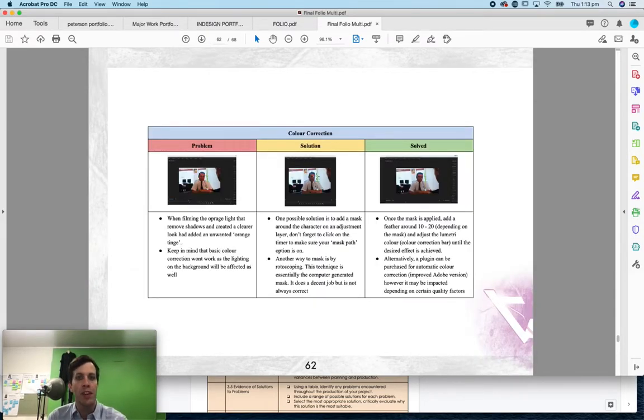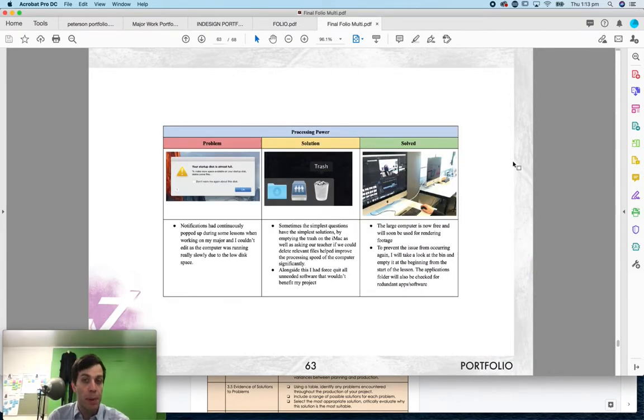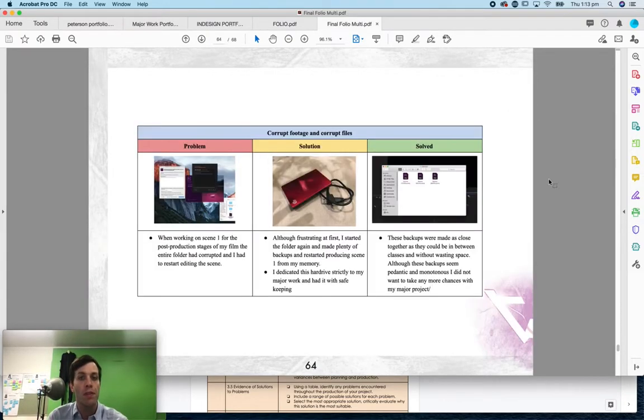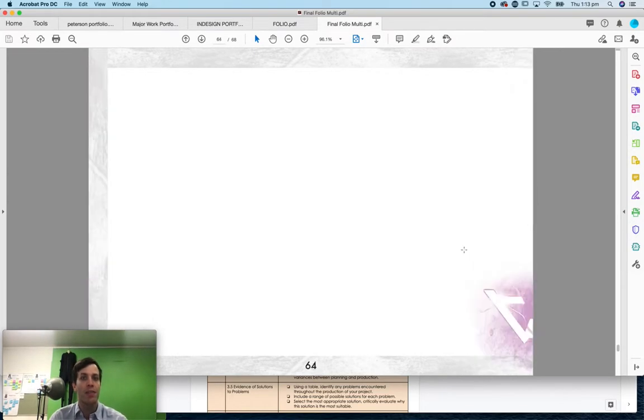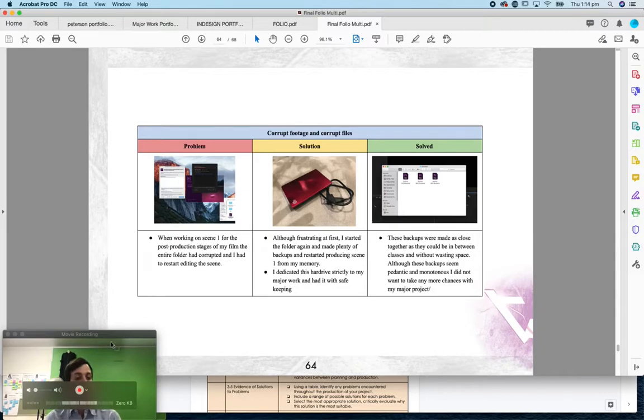Looking at this one, we've seen some poor color correction, processing power, so using the big computer at school, all of these things. The fact that his entire folder corrupted, so how he solved it, and backing up, things of that nature, okay? So you want to talk about all the problems you have, and this section will be different for everyone, but it's very important you put it there, and every time you have a problem, just log it away in a Word file somewhere, so when you get to it towards the end of the year when you're working on this section, you can really make it worthwhile.